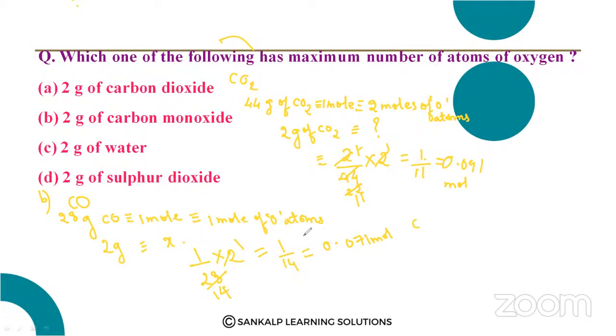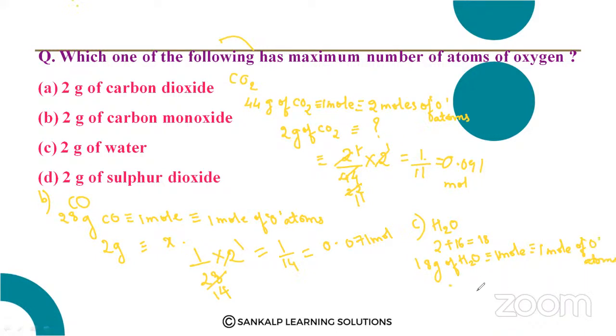Similarly, we have to solve for C. 2 grams of water. Water is H2O. Hydrogen's atomic weight is 1, so 2, plus oxygen 16, so it is 18. So 18 grams of water is 1 mole. How many oxygen atoms are present? Only 1. So it has 1 mole of oxygen atoms.